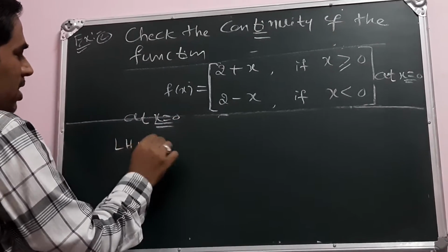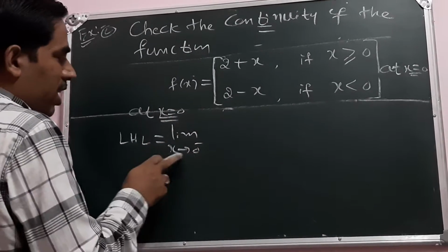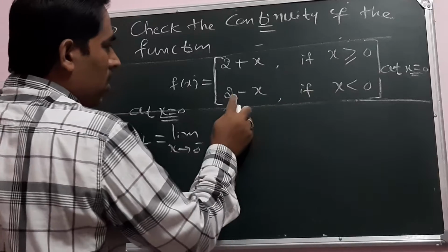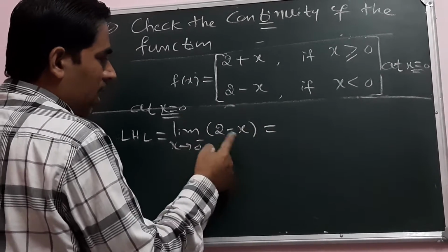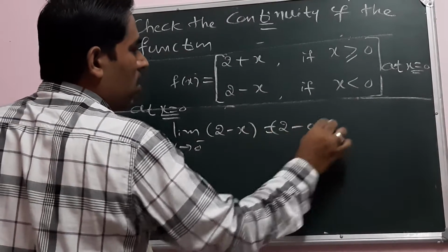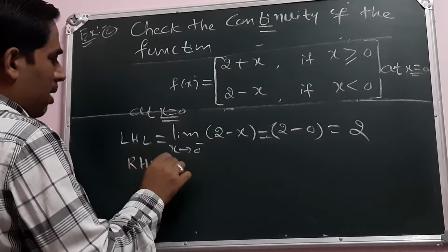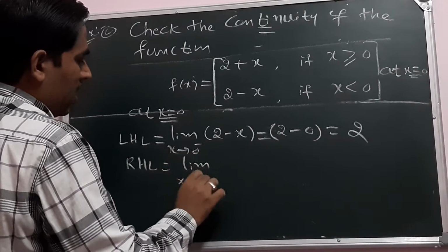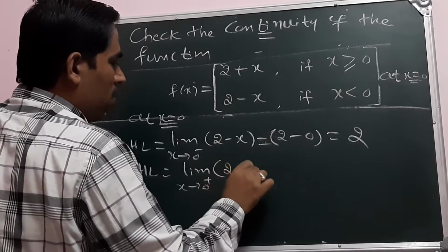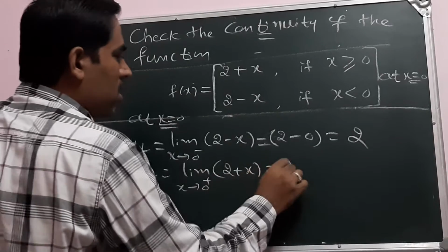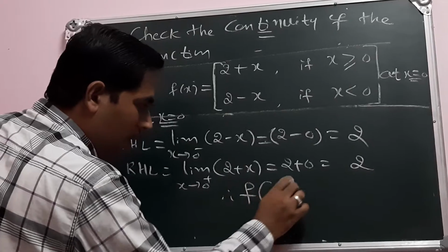Okay, left hand limit. So let us consider the left hand limit. Limit x tends to 0 minus. So x tends to 0 by taking the values less than 0. Then how is the function defined? 2 minus x. Then apply the limit here. So I get 2 minus 0, which is 2. Then right hand limit. So limit x tends to 0 plus. When x is greater than 0, it is 2 plus x. See, 2 plus 0, that is what? 2.